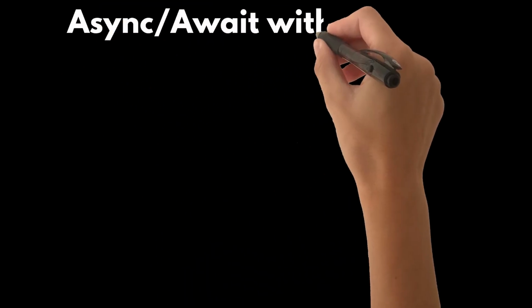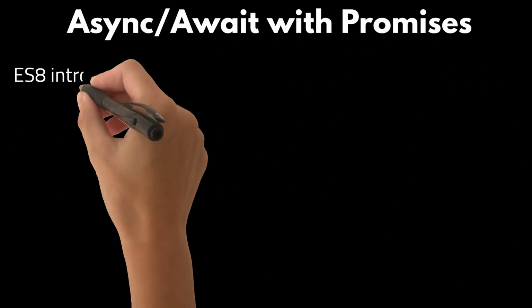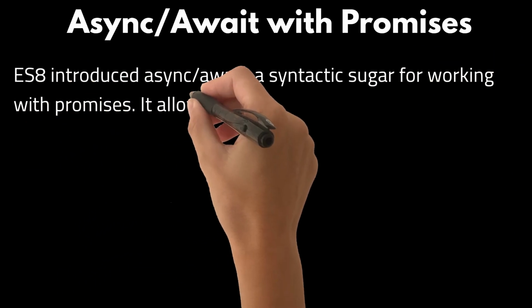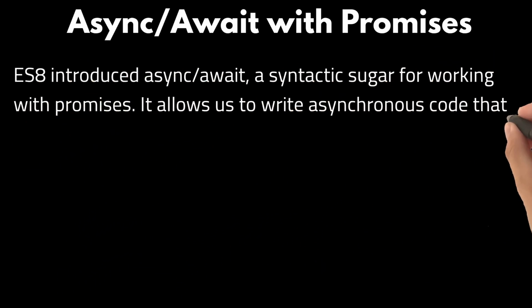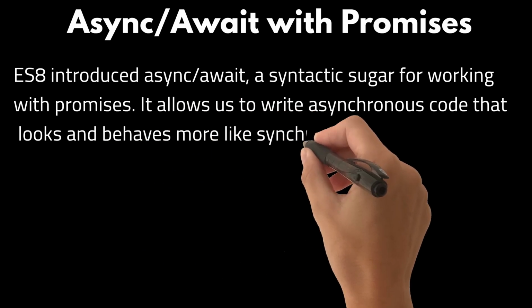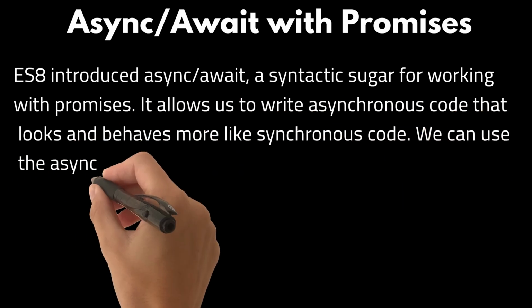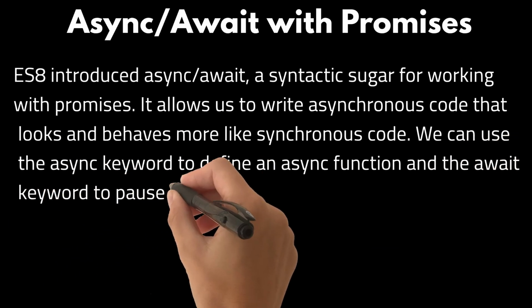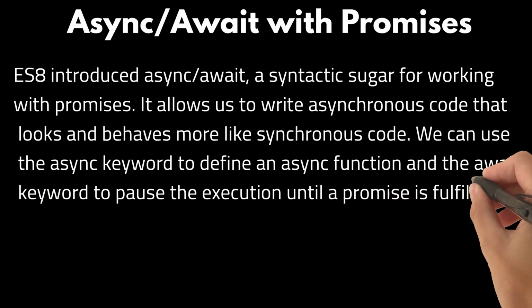Async/await with promises. ES8 introduced async/await, a syntactic sugar for working with promises. It allows us to write asynchronous code that looks and behaves more like synchronous code. We can use the async keyword to define an async function and the await keyword to pause the execution until a promise is fulfilled or rejected.